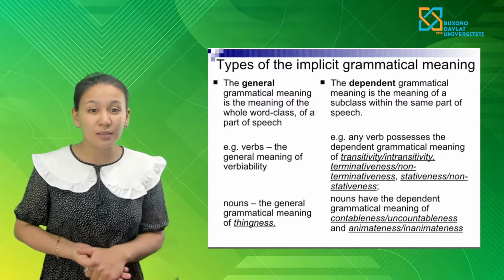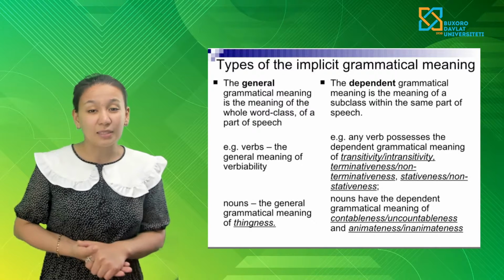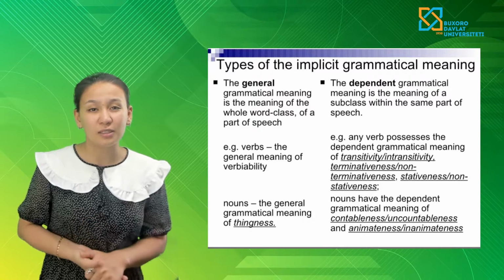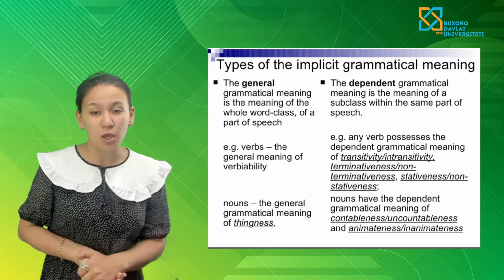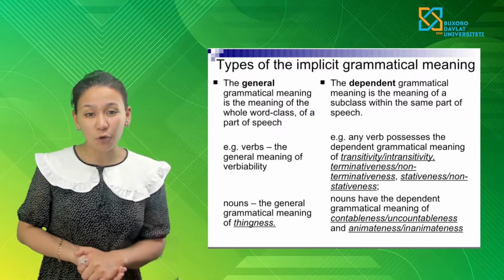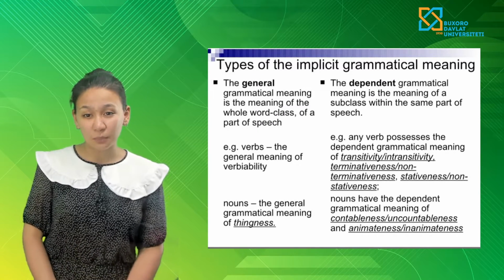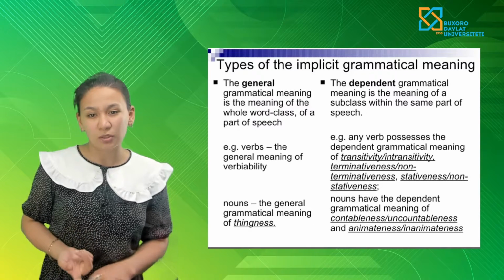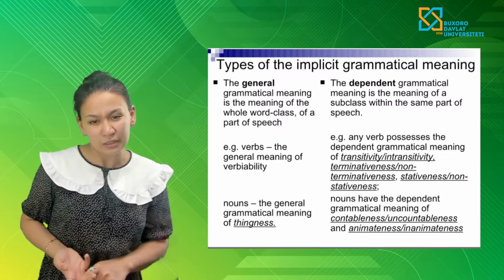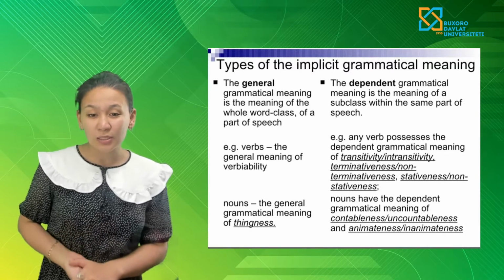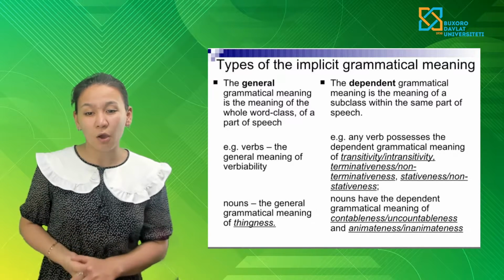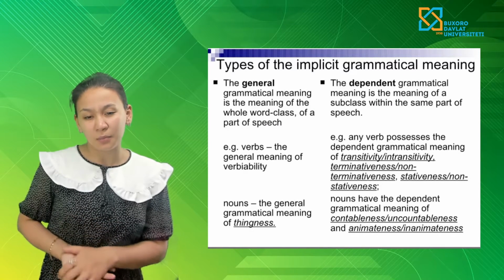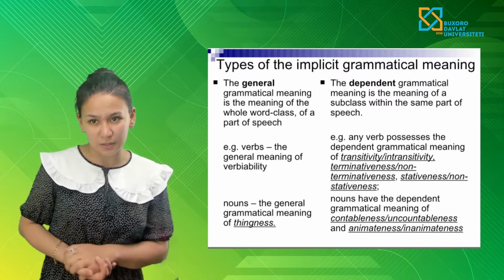The next one is the dependent grammatical meaning. The dependent grammatical meaning is the meaning of a subclass within the same part of speech. For instance, any verb possesses the dependent grammatical meaning of transitive or intransitive, terminativeness or non-terminativeness. Nouns have the dependent grammatical meaning of countables and uncountables, and animateness and inanimateness.